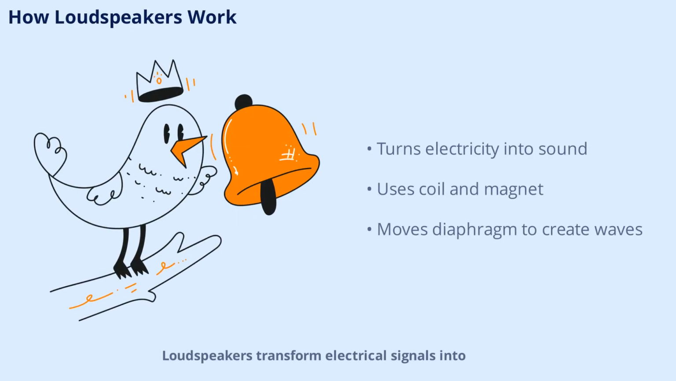Loudspeakers transform electrical signals into sound using the principles of electromagnetism. Inside a loudspeaker, a coil attached to a diaphragm sits within a magnetic field. When an audio signal passes through the coil, it creates a changing magnetic field that moves the diaphragm back and forth, producing sound waves. This process allows us to hear music, voices, and other audio from electronic devices.